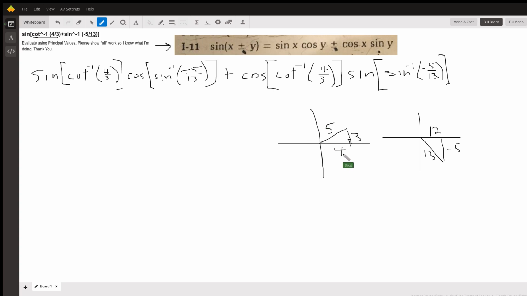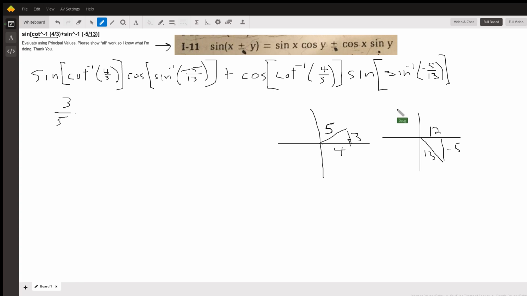The angle that has a cotangent of 4/3 in the first quadrant: adjacent over opposite, and by the Pythagorean theorem, the hypotenuse has to be 5. So this right here is the angle that has a cotangent of 4/3. So the sine of that angle is 3/5.